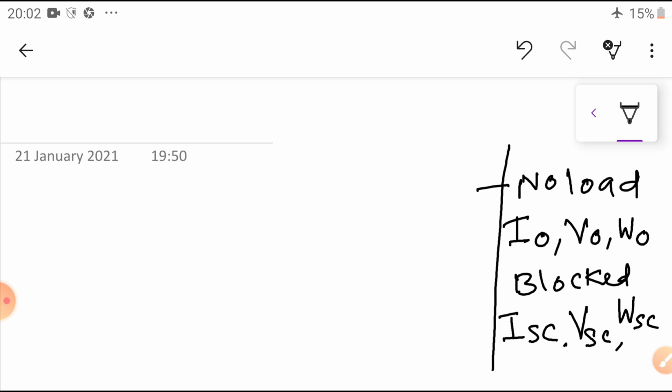And another test we also conducted to know R1, the stator resistance, by the VI method.